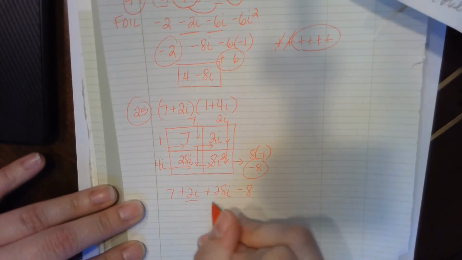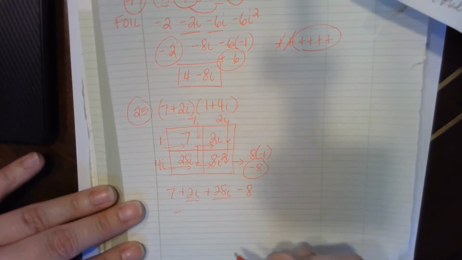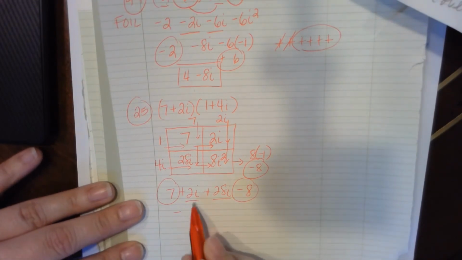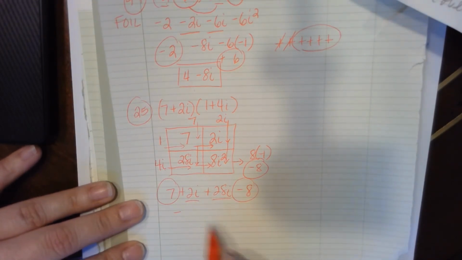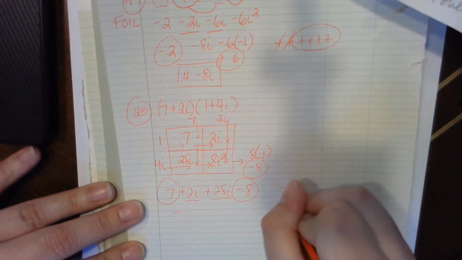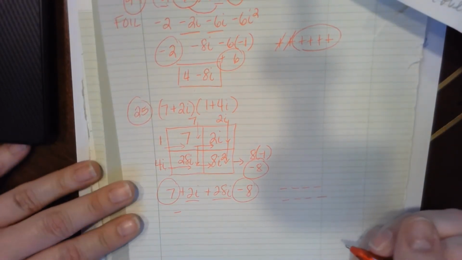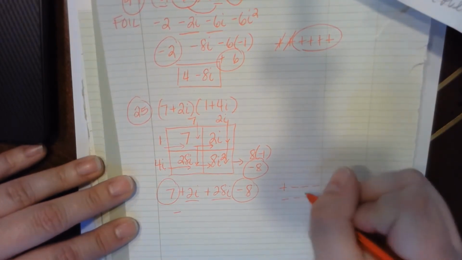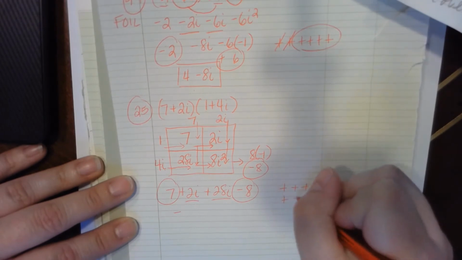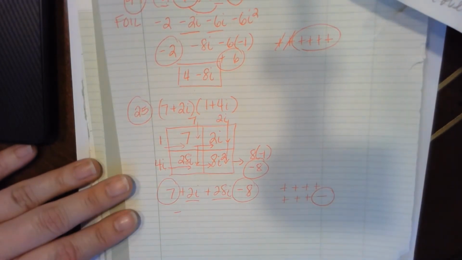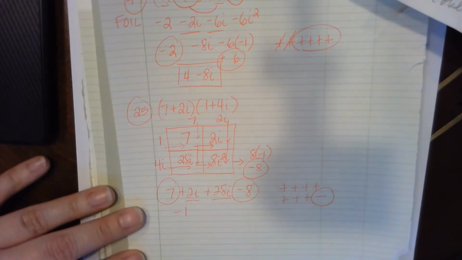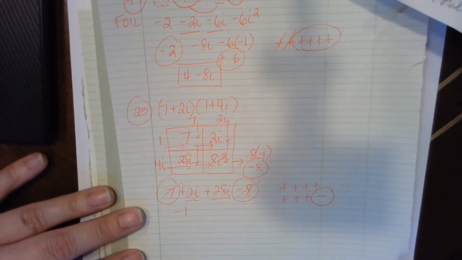I'm going to start combining things. I've got 7 and -8, and then I have a 2i and a 28i. So 7 and -8, if I've got 1, 2, 3, 4, 5, 6, 7, 8 negatives, I can take care of them with those positives. So I've got 1, 2, 3, 4, 5, 6, 7 positives, which leaves me with just 1 negative. So I'll say -1, and these two are done.